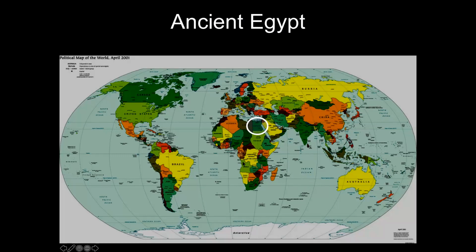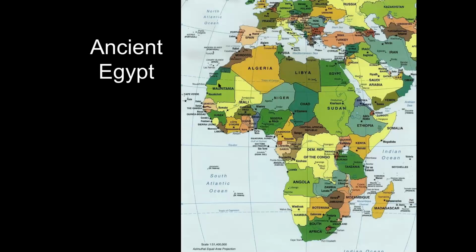This kind of map I like a lot better, because even though it's not perfect, it's not a globe, it still gives you an idea of proportions. It shows Africa as being very huge and South America as being very huge. So, ancient Egypt. Egypt is in the continent of Africa. You can see it right there. Just in case you didn't know, it's in Africa.